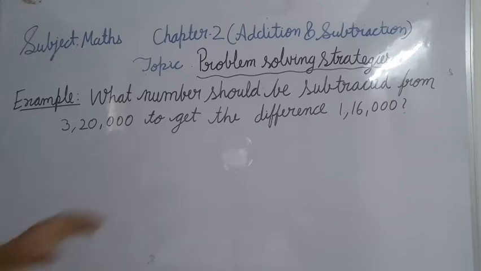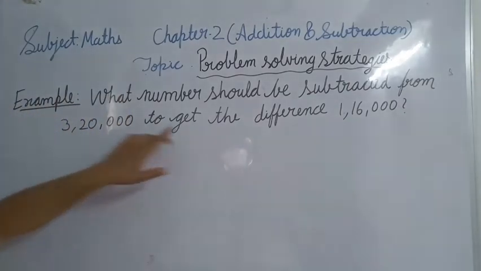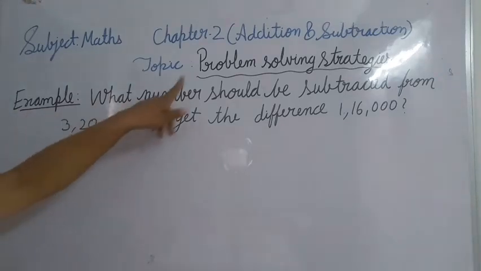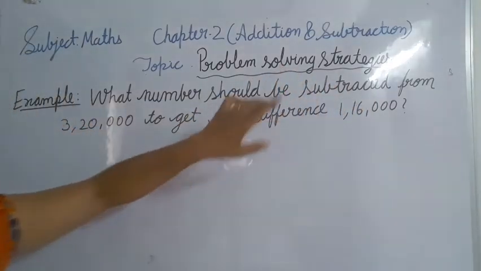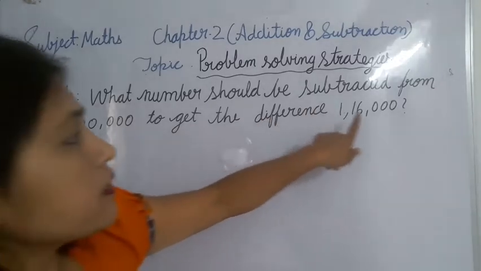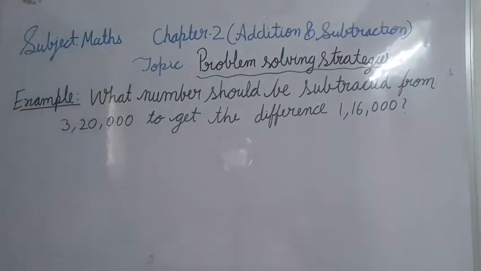And what have they given us? Difference means the answer they have given us. Yes, and one part they have given us. So now they are asking what number should be subtracted, meaning which number we have to take out from this, to get the difference, to get the answer. Yes, and what was the third step?